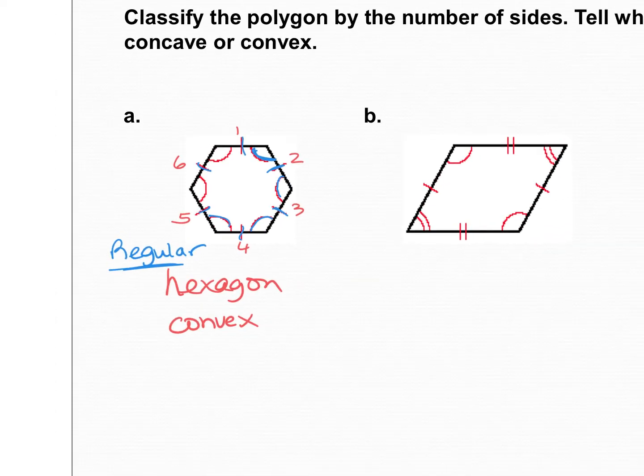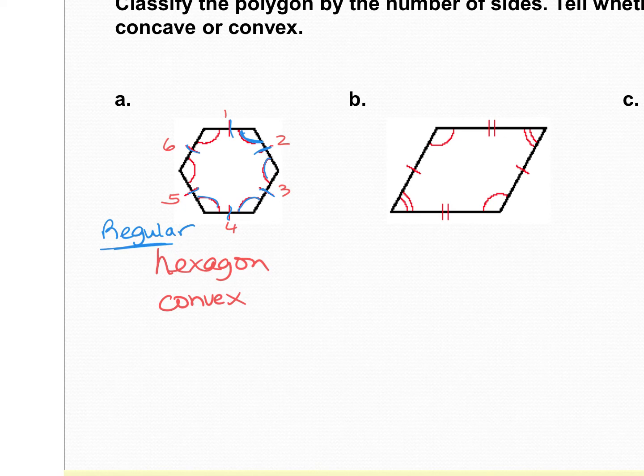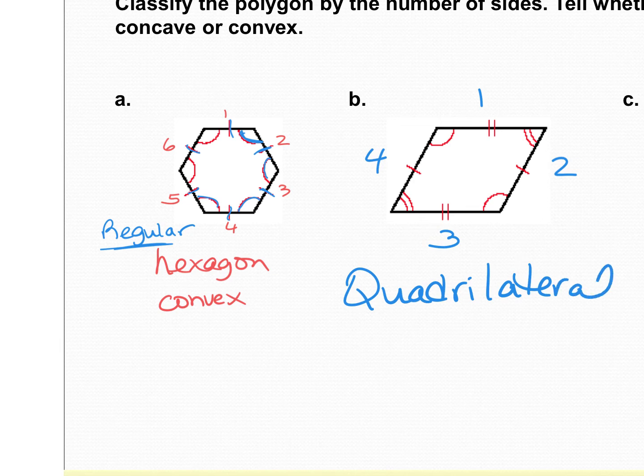The next figure, how many sides do you count? 4, making this a quadrilateral. And more specifically, coming up, and we don't need to know this right now, this is actually a parallelogram. Okay? Is this parallelogram or this quadrilateral concave or convex?